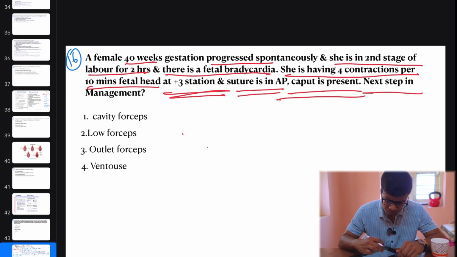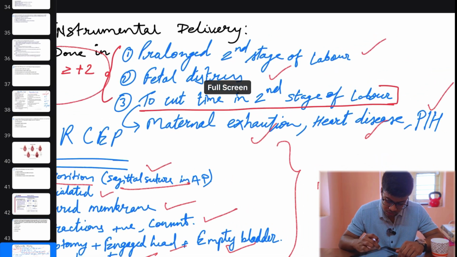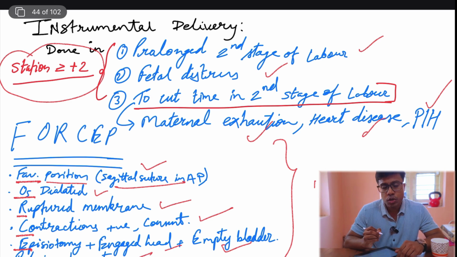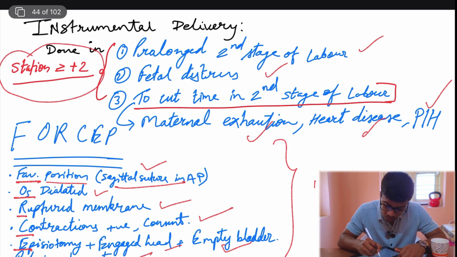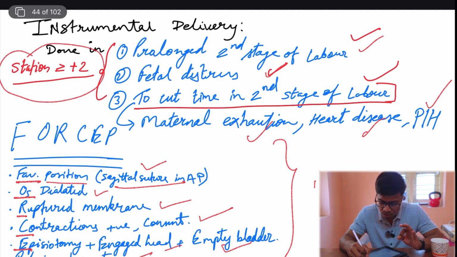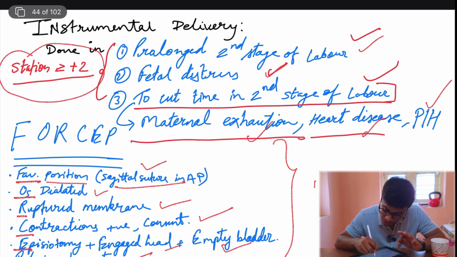Before answering this, you should know these slides. For instrumental delivery, station should be greater than or equal to 2, and instrumental delivery is done in prolonged second stage of labor, and fetal distress. Then we have to cut short the second stage of labor, so we do instrumental delivery, in maternal exhaustion, heart disease, and PIH.